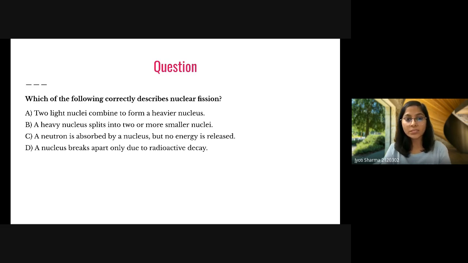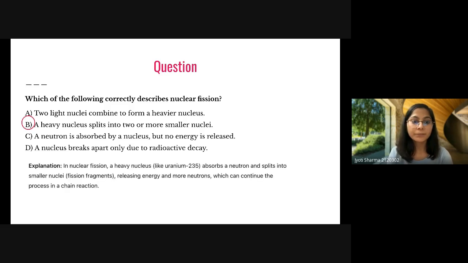So what do you think? What is the correct information about nuclear fission? So fission means splitting or breaking, right? Ganesh said that this is option B. Then yes, I will go with option B only. So here, heavy nuclei will split into two or more smaller nuclei. Yes, the answer is B only.